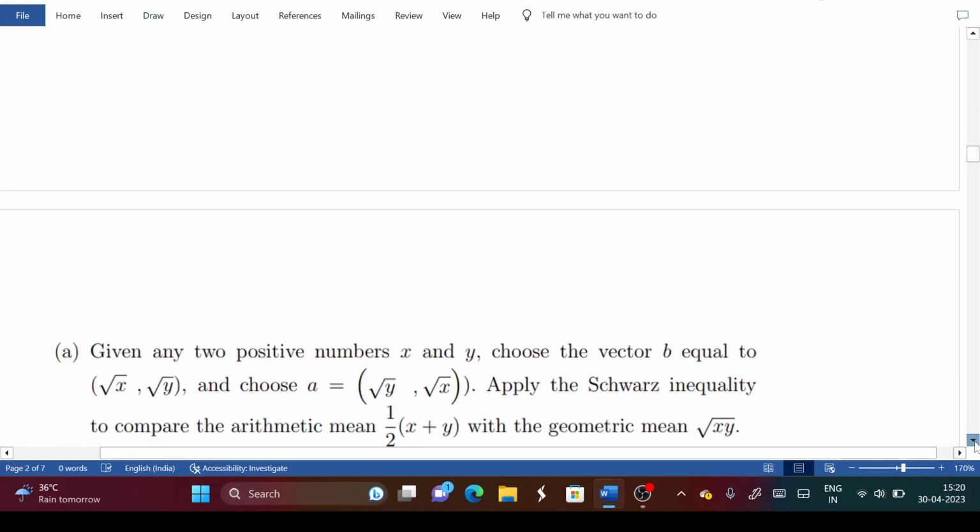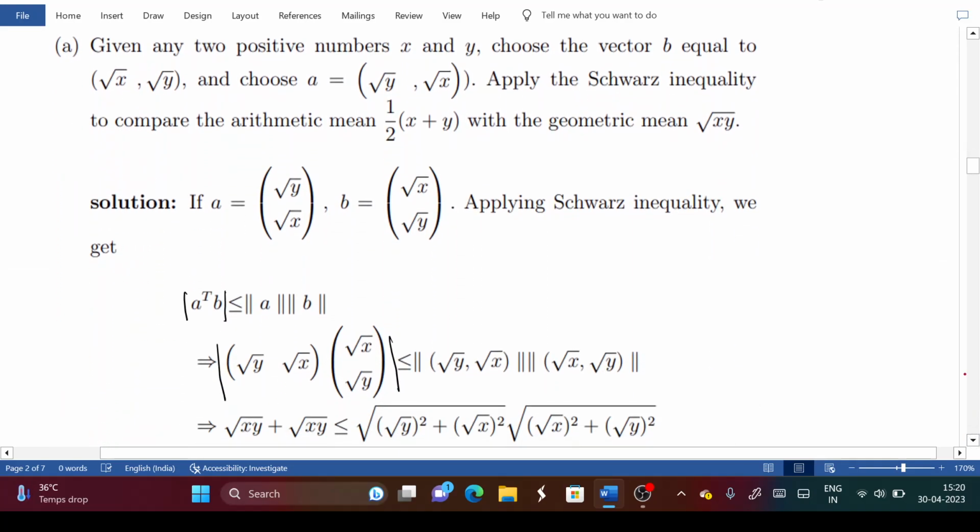Okay, the next part of the question is: given any two positive numbers x and y, choose the vector b equal to root x comma root y, and a equal to root y comma root x. Apply the Schwarz inequality to compare the arithmetic mean, that is half of x plus y, with the geometric mean, root over xy. So here this is my a, this is my b.